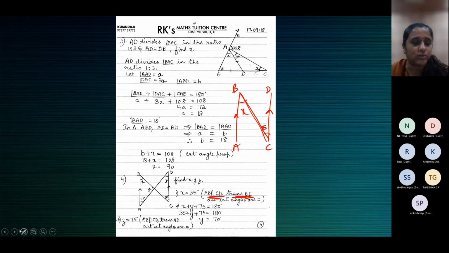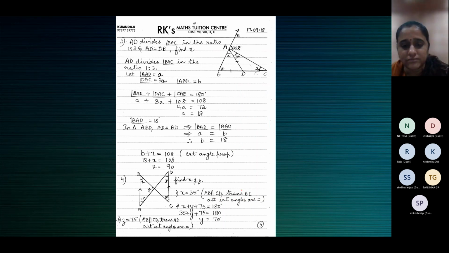Alternate interior angles are equal. So x is equal to 35 degrees.